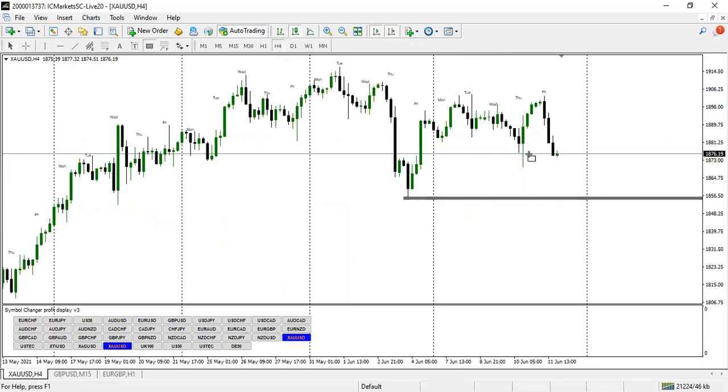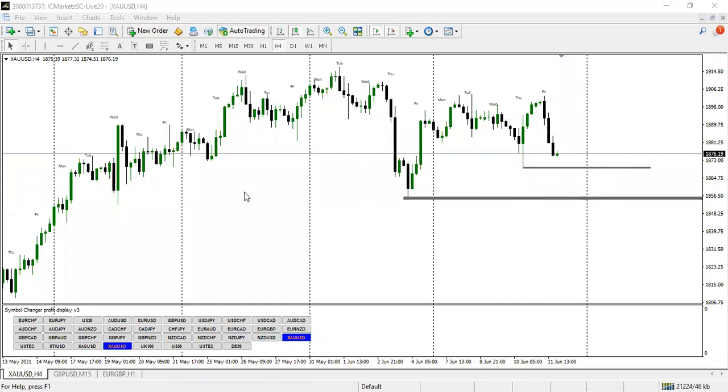Then also we have last week low here, then we have another block here. So what we can see is that price rejects on this particular block, then moves up, or price will just come back here, take out this liquidity and move up. That is really what I'm expecting on gold.